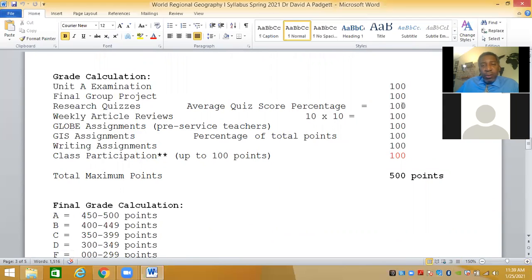Research quizzes are another component of your grade. Weekly article reviews, GLOBE assignments, GIS assignments, writing assignments. You'll get the first two today. And then there's class participation.